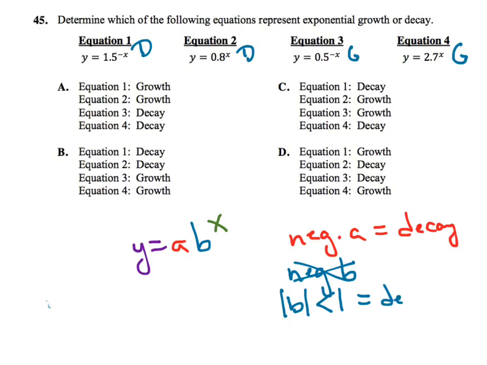However, what if the absolute value of b is less than 1? So if this is a fraction or a decimal between 0 and 1, well, what happens is we're multiplying by a fraction every time, or rather we're dividing every time.